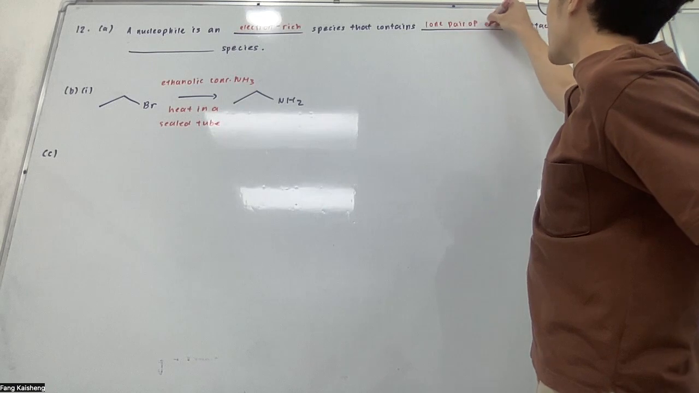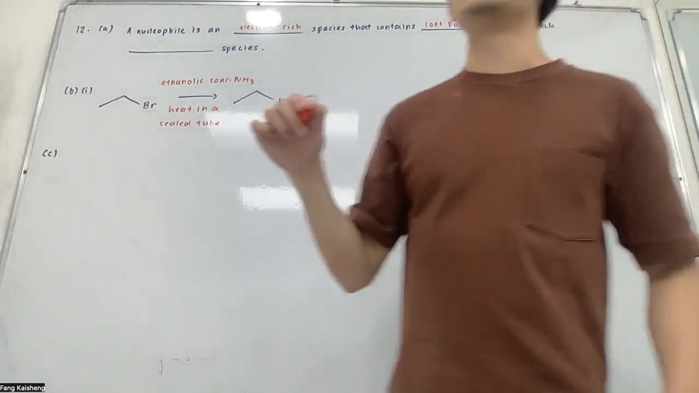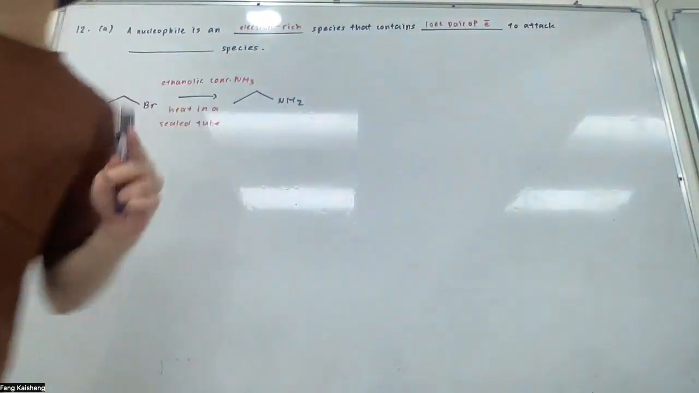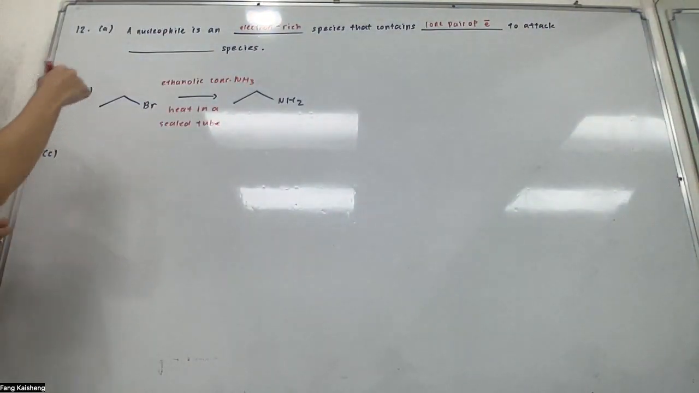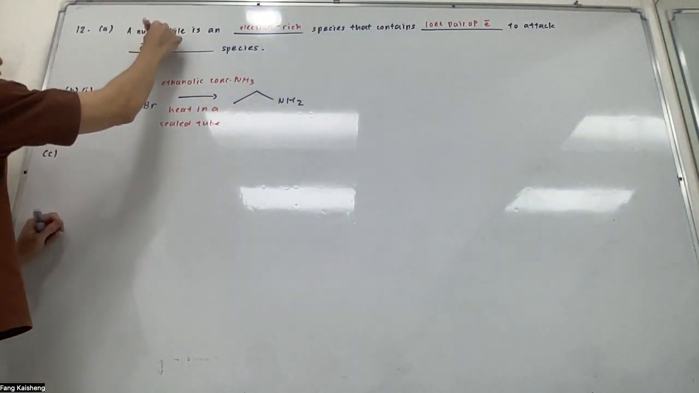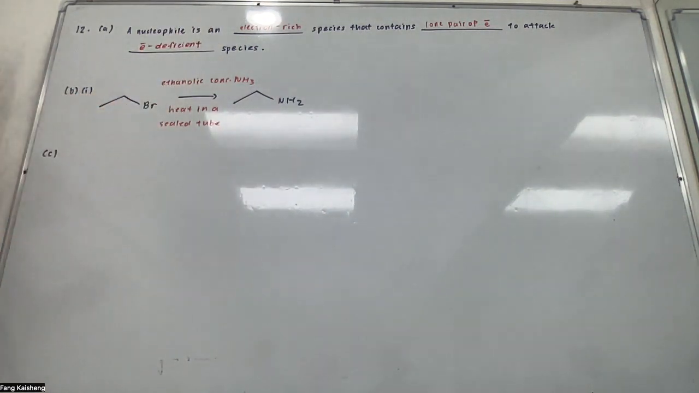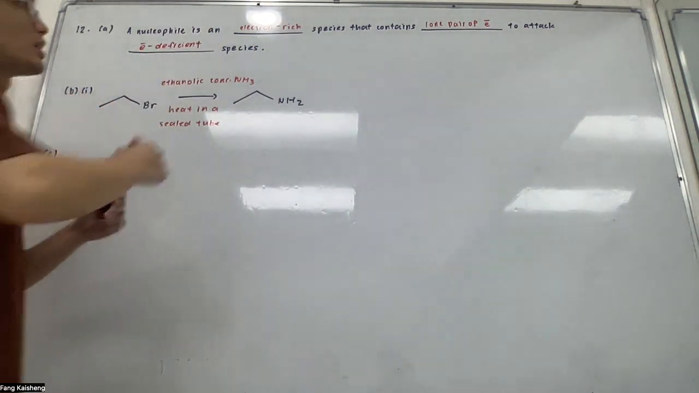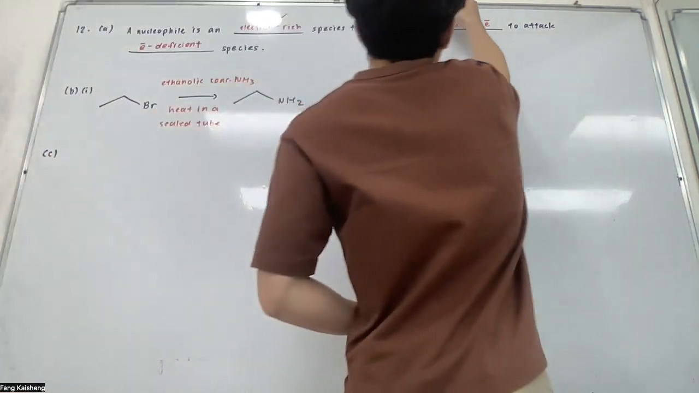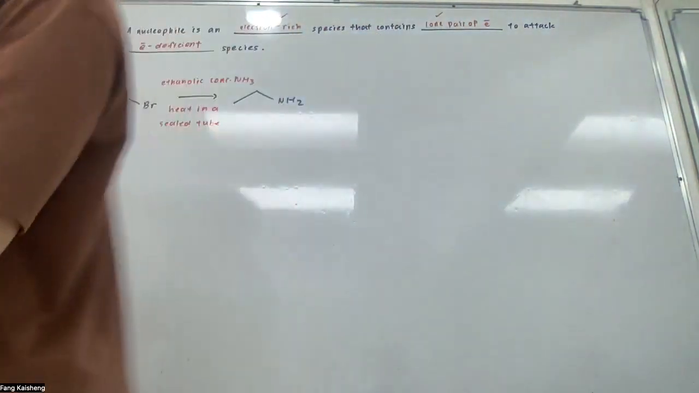And these lone pairs of electrons are used to attack what? What kind of species does it attack? Electrophiles, or in other words, electron-deficient species. Or I can just say used to attack electrophiles. The main idea here is you must at least tell me electron-rich and lone pair. These two are the minimum requirement.